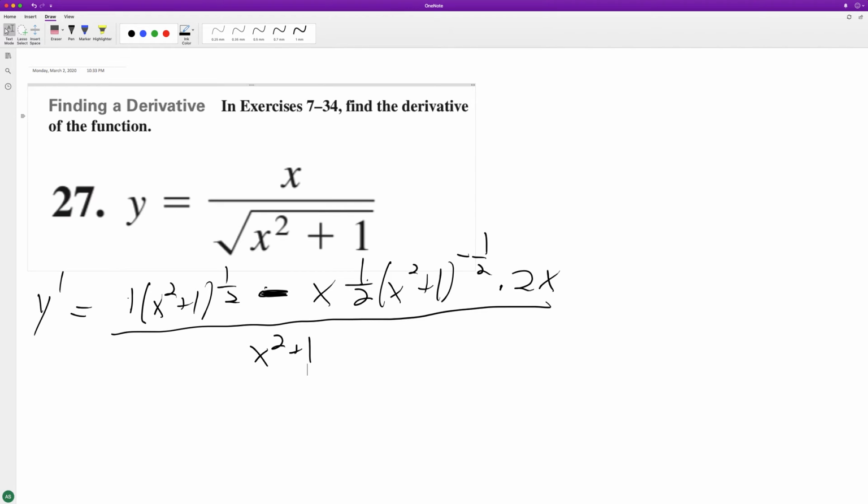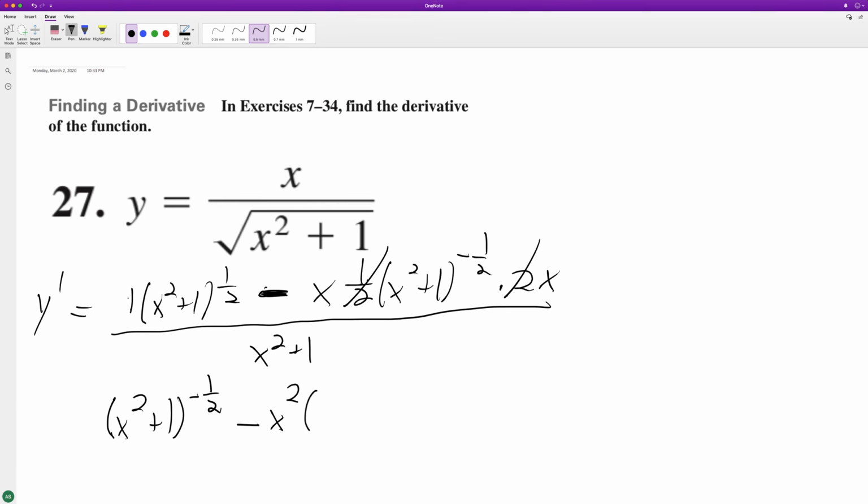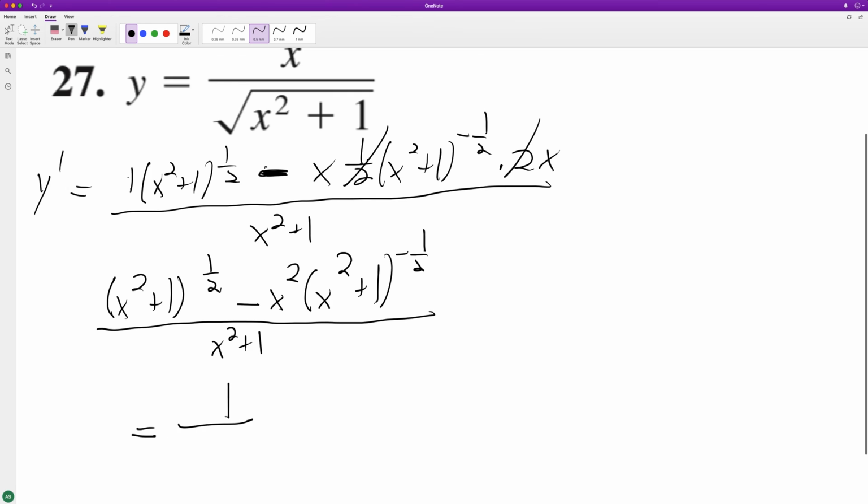So, x squared, and what this eventually simplifies down to is 1 over the square root of (x squared plus 1) cubed. That's it.